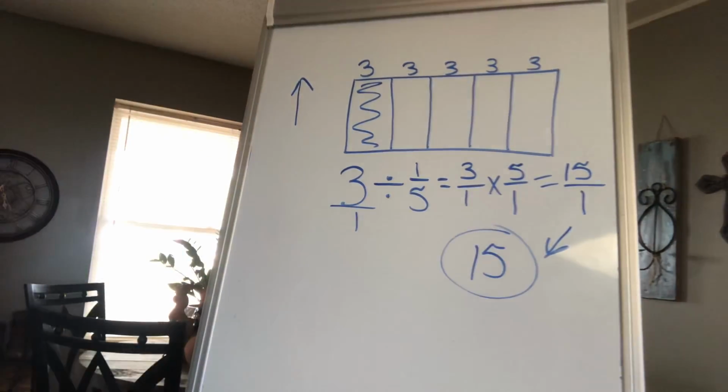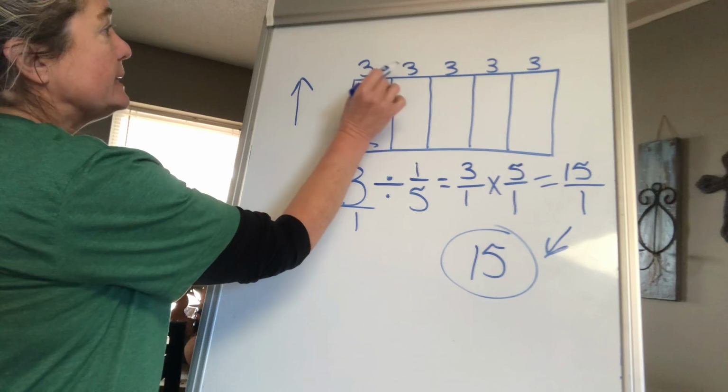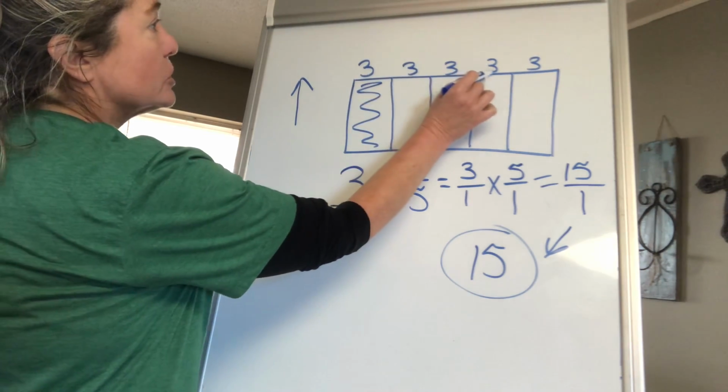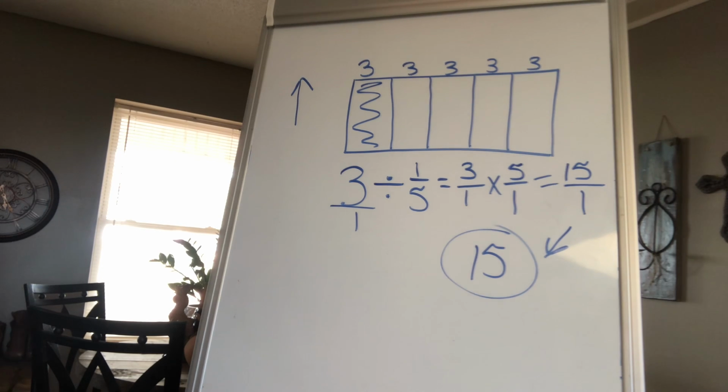Now, is that a reasonable answer? Yeah, I knew it was going to be greater than 1. And then I can look up here. I have 3, 6, 9, 12, 15. So each container can hold 15 kilograms.